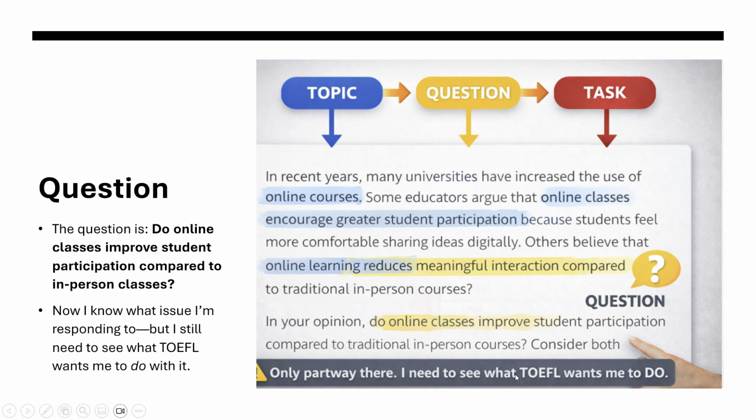The next step, what's the question? What are you being asked to write about? It's very easy when you look at the paragraph. The question is, do online classes improve student participation compared to in-person classes? Now that I know the issue I'm responding to, I still need to see what TOEFL wants me to do with it.